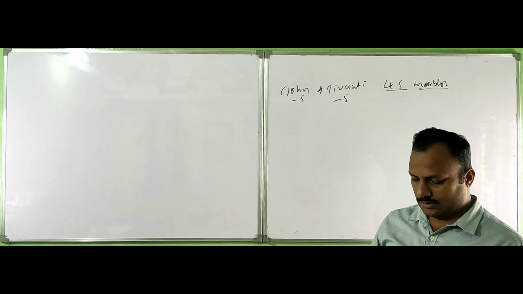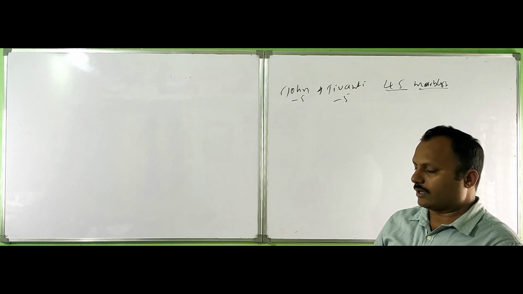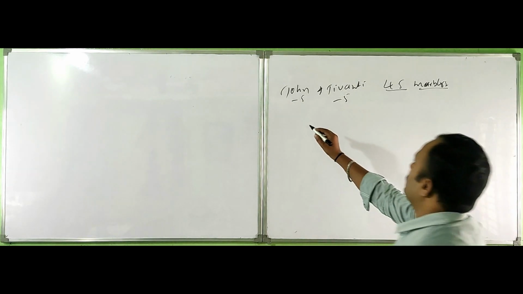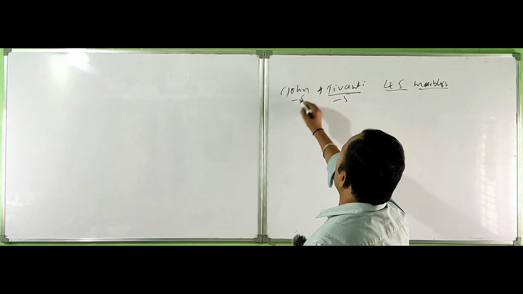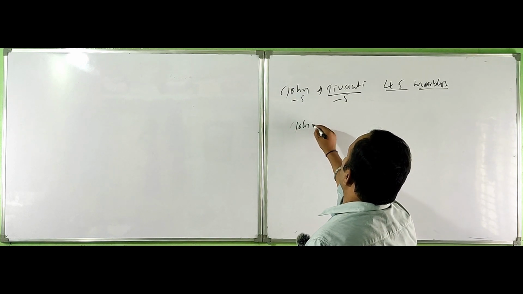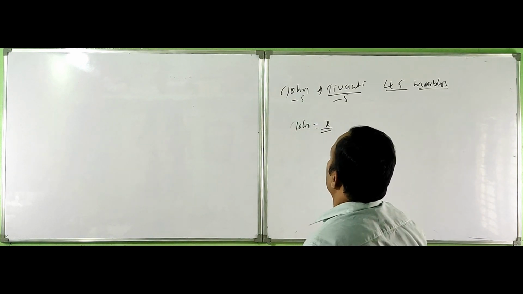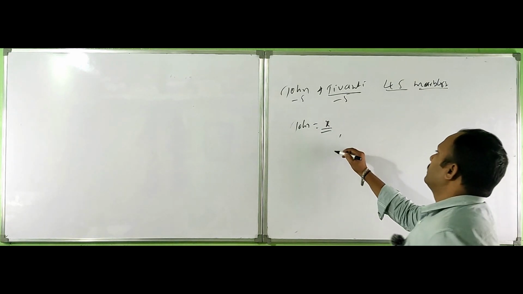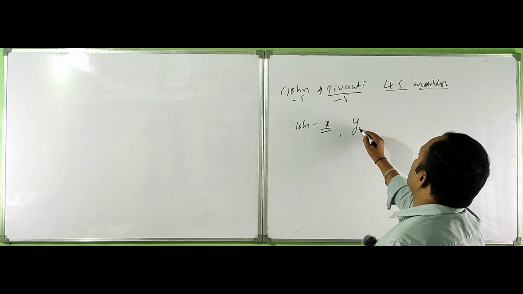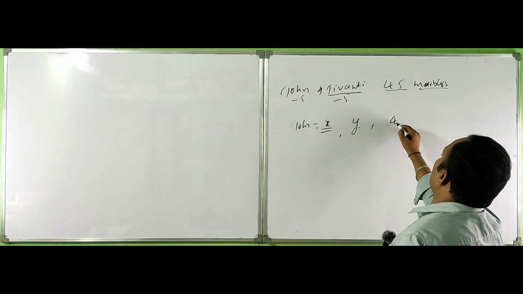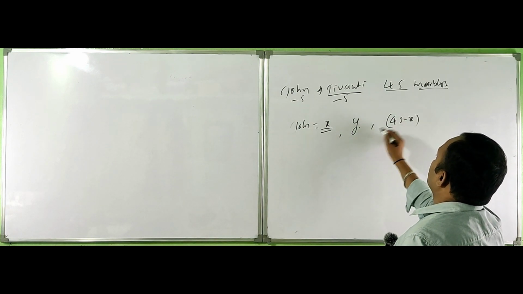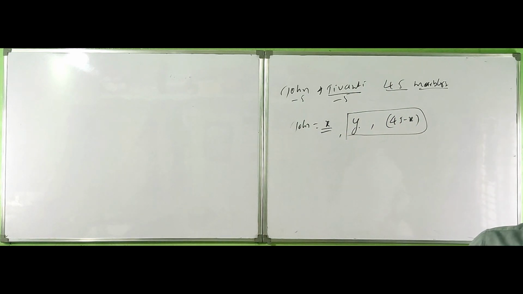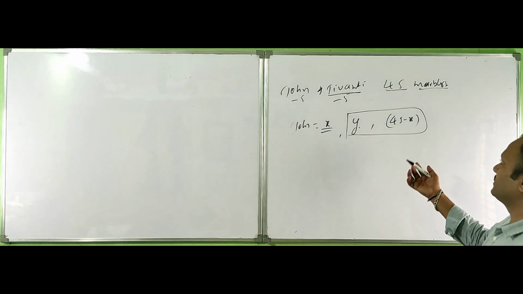Let's see how to make it in the quadratic form. John and Jivanti, we don't know how many they have. Let's say John has x marbles. Then Jivanti has y marbles, or you can take 45 minus x also.